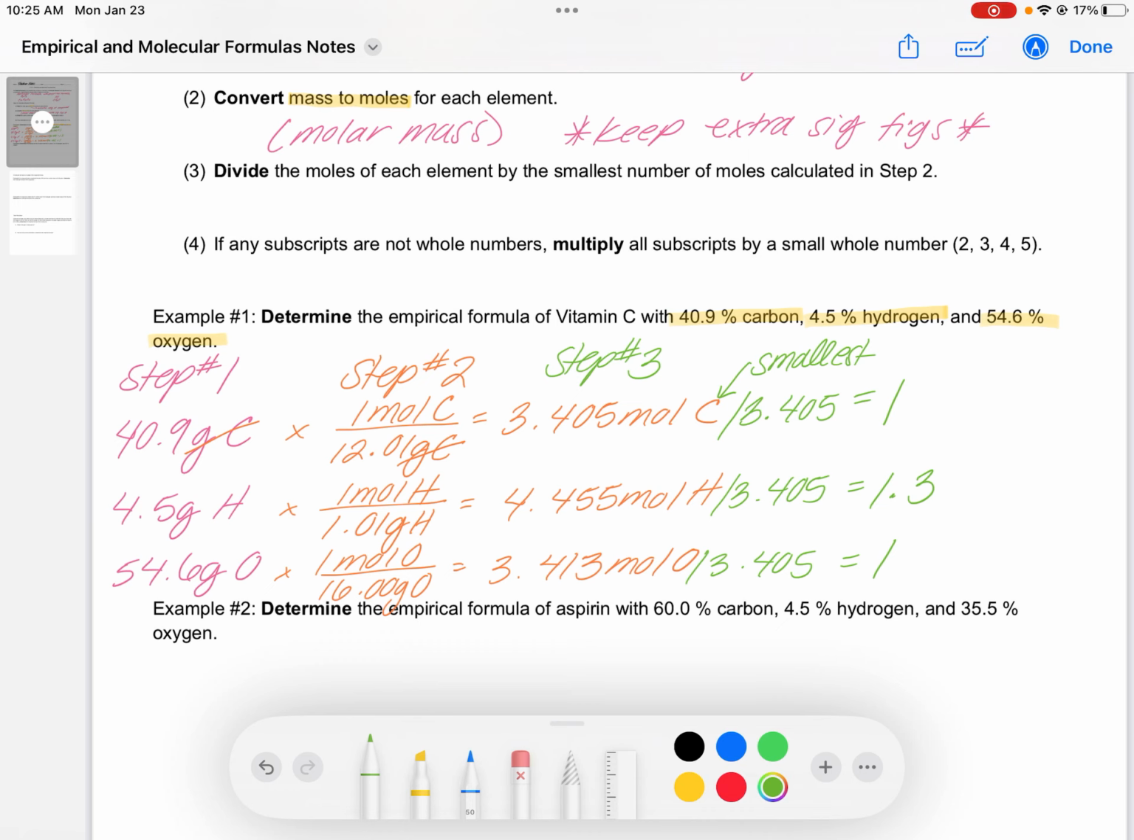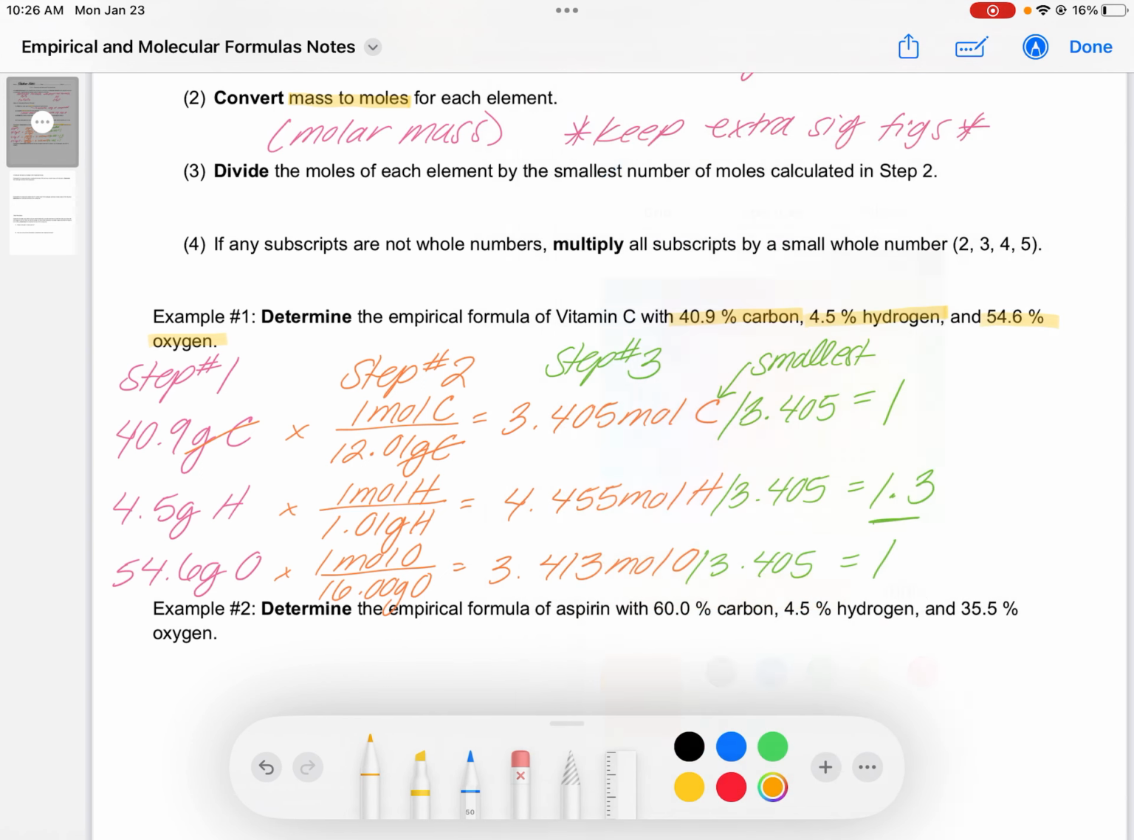When you look at a chemical formula, we don't use fractions or decimals to represent the number of atoms. We use whole numbers. And so our last step is we're going to convert each of these subscripts to a whole number so that they can easily be written in a chemical formula. So number 4 says if any subscripts are not whole numbers, like this one right here, we need to multiply all the subscripts by a small whole number to make them whole. Our only one that's not a whole number here is that 1.3.